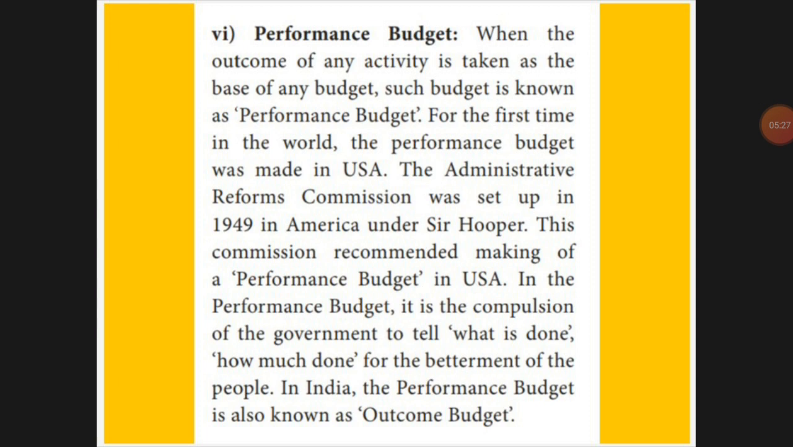According to this, the performance budget should contain what the government has to do, how much has to be done, and how much betterment there will be. It should mention how the people are benefited and how much the people are going to be benefited. This budget is also called an outcome budget.